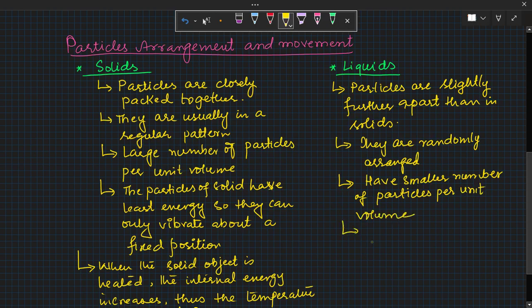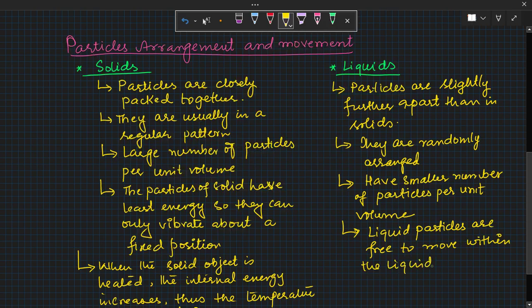And how do they move? Are they free to move? So this means that the liquid particles are free to move within the liquid, right?